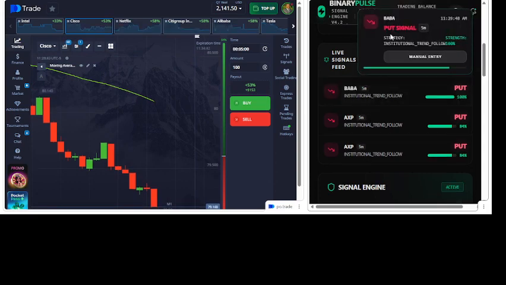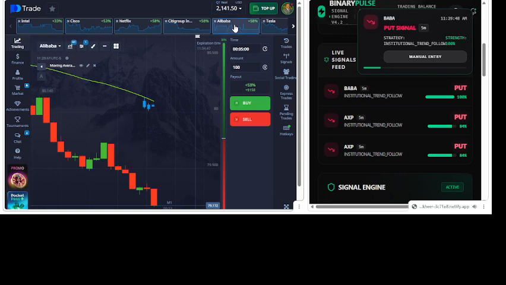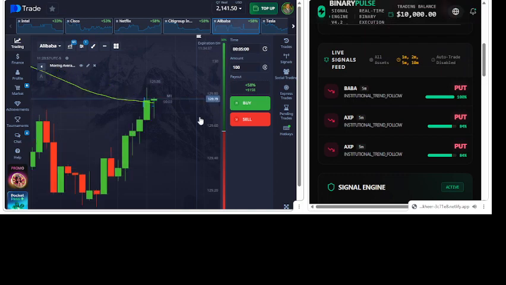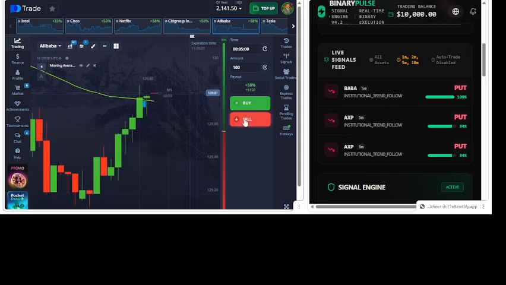All right, another signal came in, Alibaba. Okay, it's telling me to take a put trade on Alibaba, a 5-minute put trade. Yeah, Alibaba here. Okay, so the trade, I just took the trade.